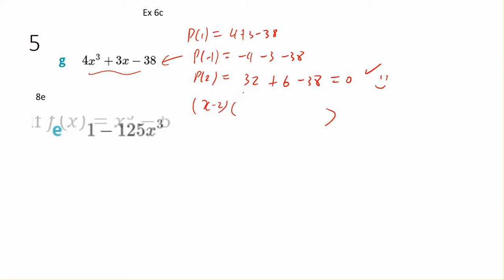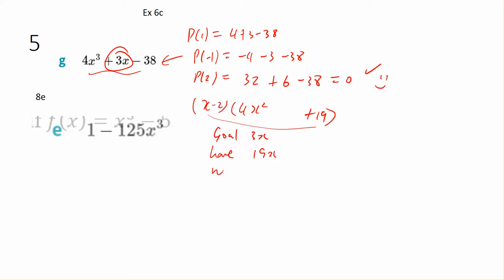X times what gives you 4x cubed? Must be 4x squared. Negative 2 times what gives you negative 38? Must be positive 19. And the middle term, well, our goal is a 3x. What do we have so far for x's? We've got 19x.